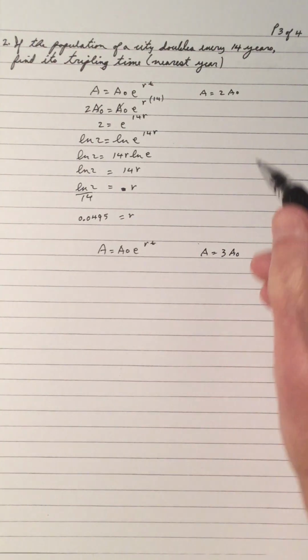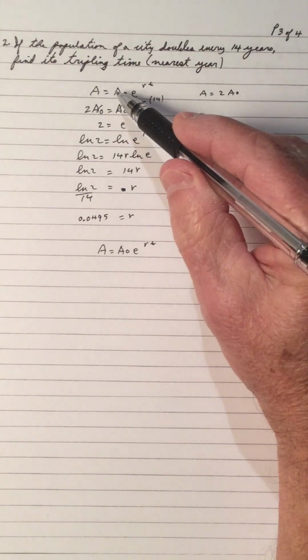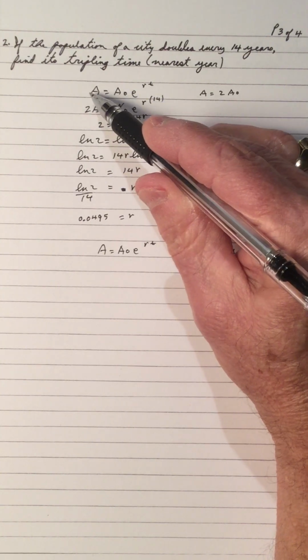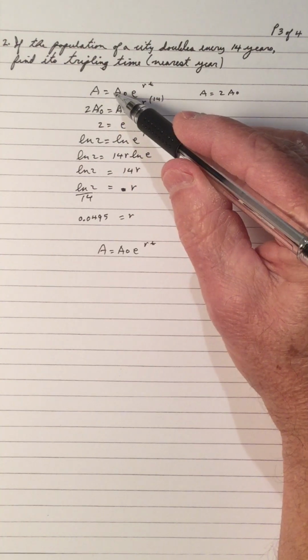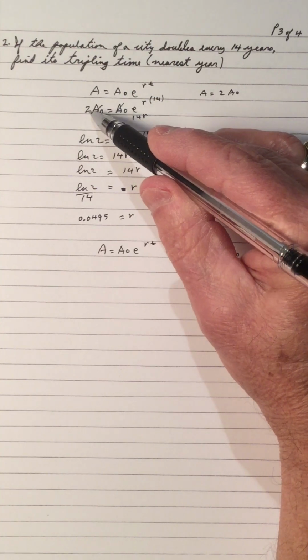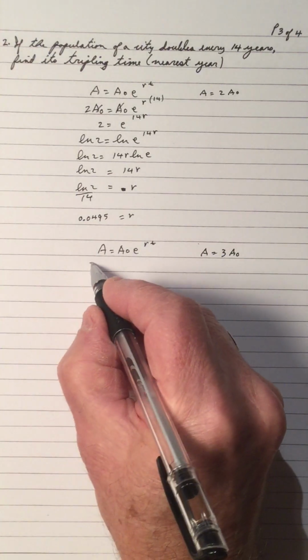So whatever value you have here, you double it. So if that was 5,000, this would be 10,000. If this was 4,000, this would have been 8,000. But when you divide 4,000 into 8,000, you still get the 2. So tripling time works the same.